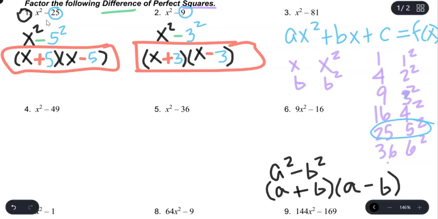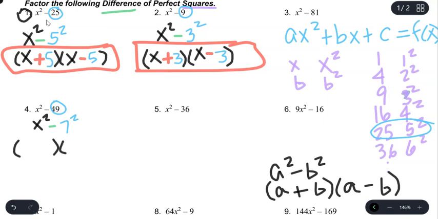Number 4, I have x squared and I have 49. Is 49 a perfect square? Yes, it is. It is 7 squared. And I have my subtraction. So this is a difference of two perfect squares.